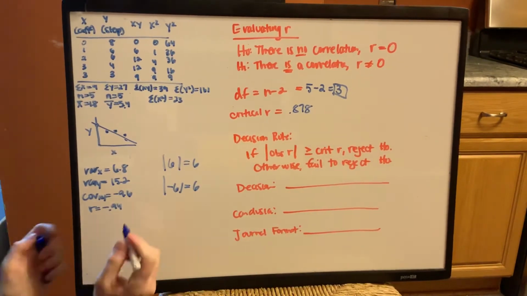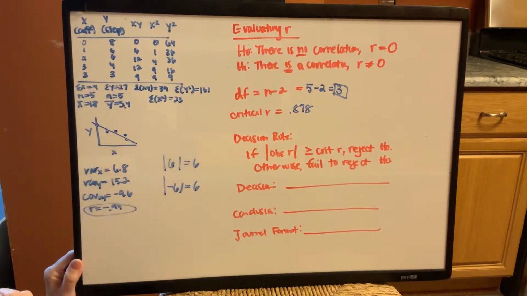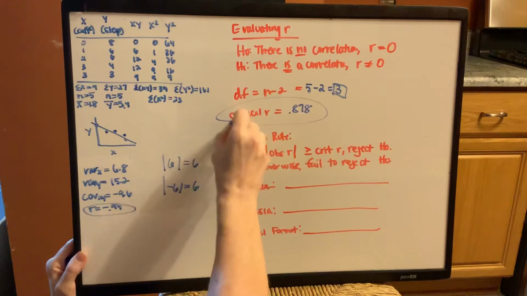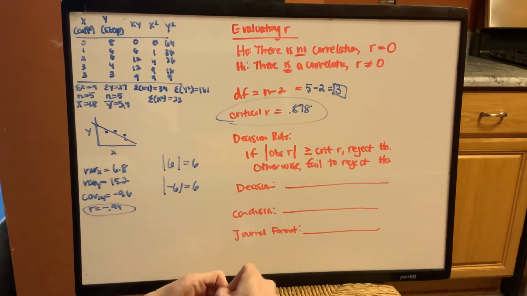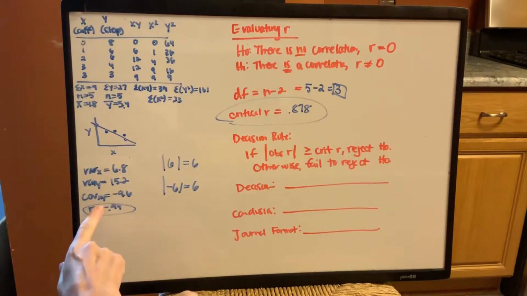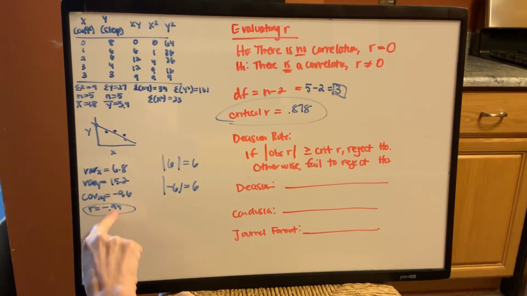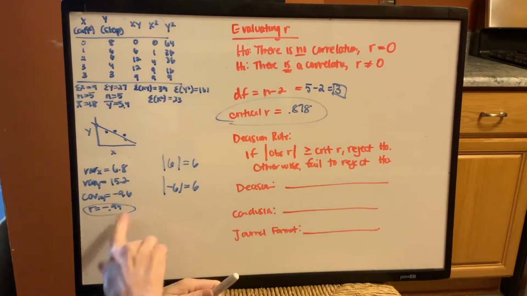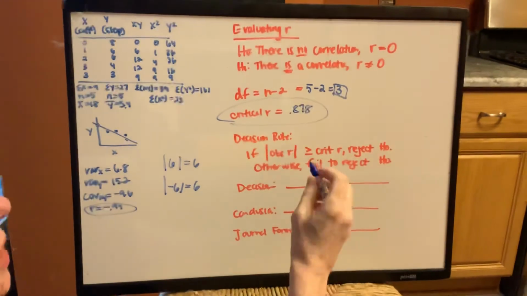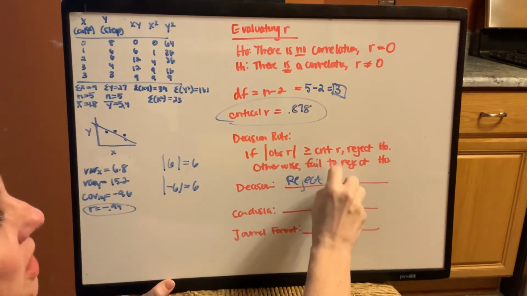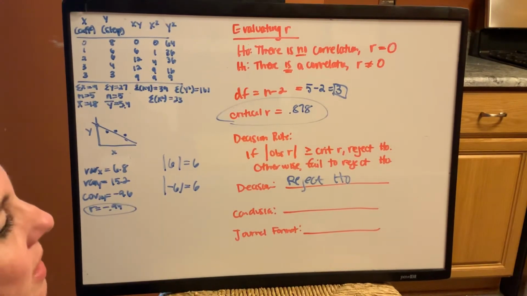All right, so we're going to be comparing these two numbers. Our observed R, which we calculated, of negative 0.94, and our critical R of 0.878. And again, for the purpose of this, we're essentially going to ignore this negative sign. So is 0.94 greater than or less than 0.878? Well, it's greater than. So 0.94 is greater than 0.878. So the decision is going to be reject our null hypothesis.